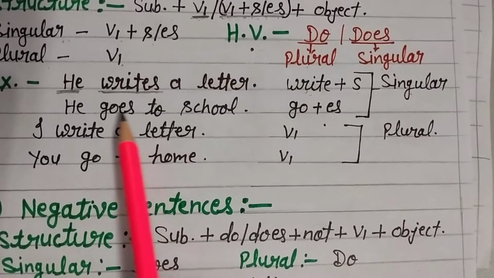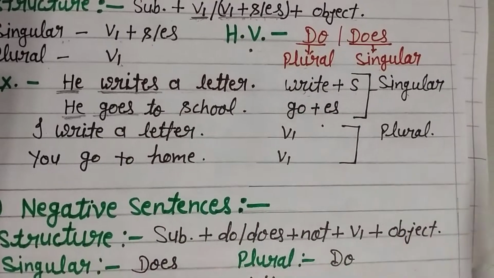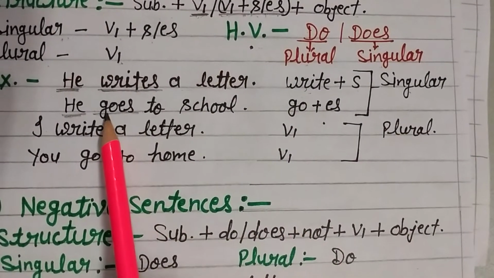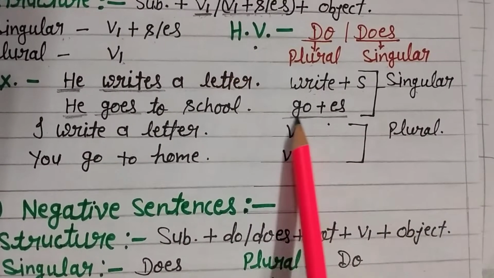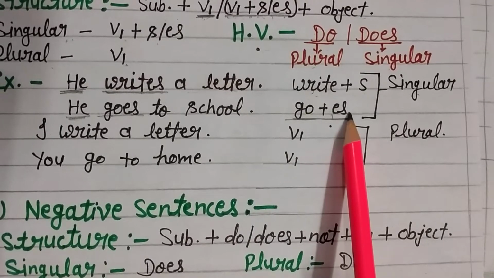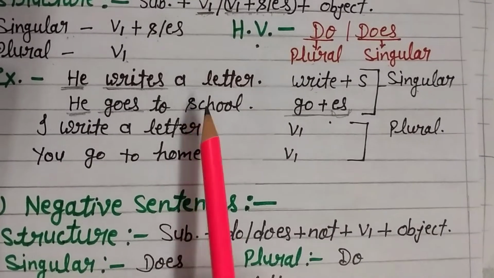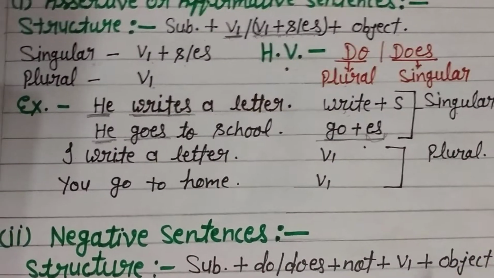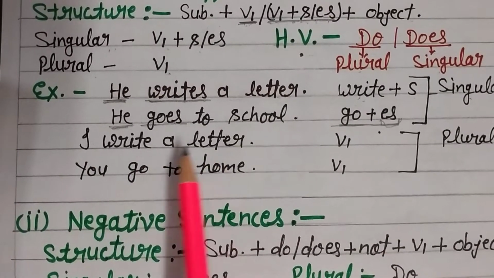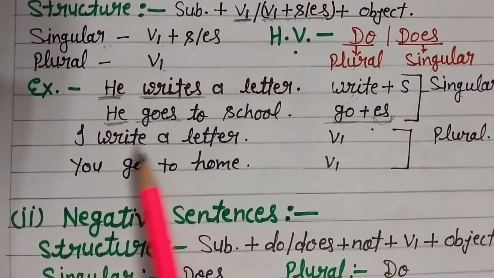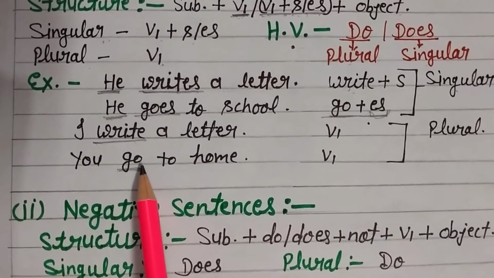He goes to school. He is a singular number or noun, singular subject. So we use go plus es. Here you can see go is the base form of the verb and we use es with the base form of the verb. Okay, he goes to school. And now other examples of plural form, plural subject. I write a letter. You go home. We use only verb's first form. We do not use s or es.